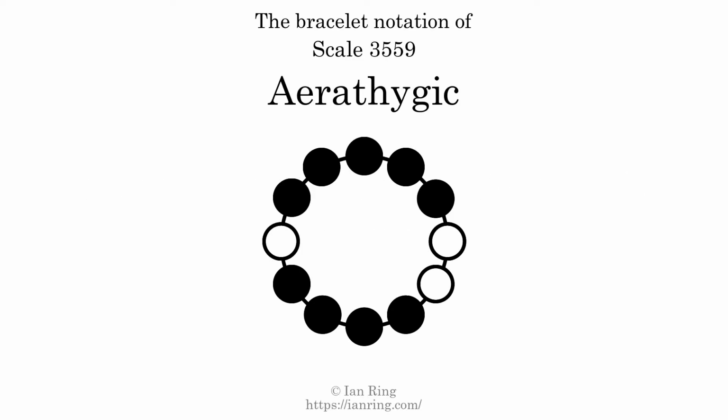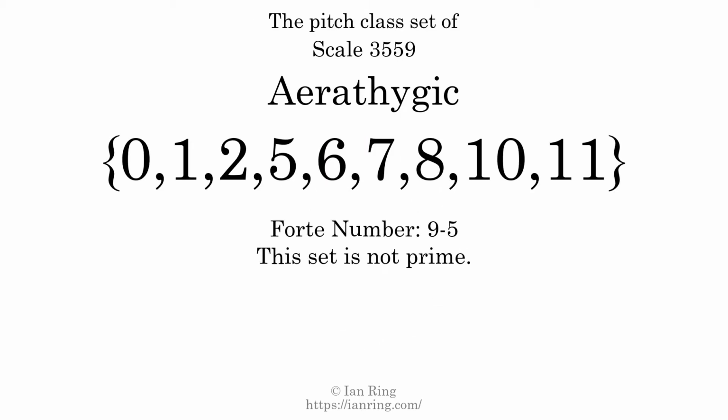This is a bracelet notation diagram of scale 3559. The shaded circles represent tones that appear in the scale, and they are read clockwise, starting at the top. The pitch class set for this scale is 0, 1, 2, 5, 6, 7, 8, 10, 11. The fault class is 9, 5. This set is not prime.